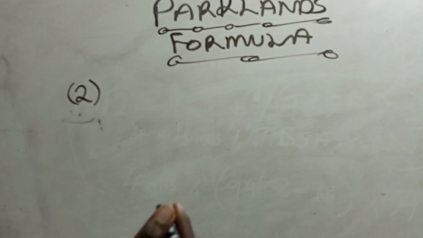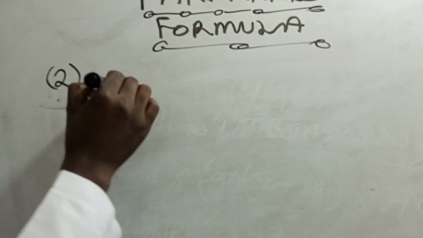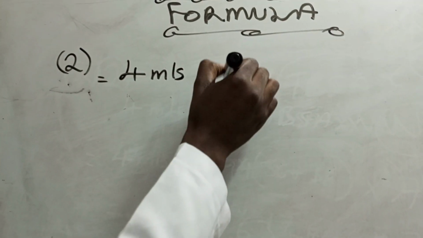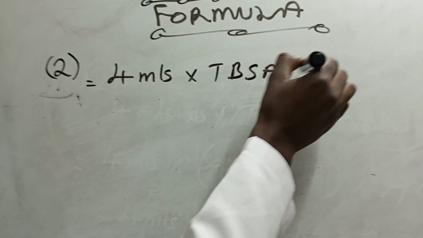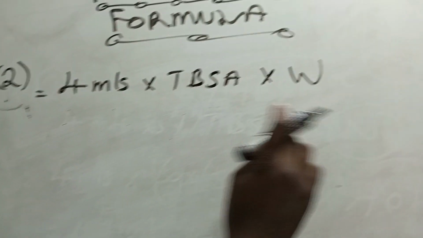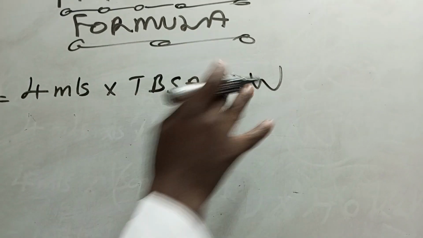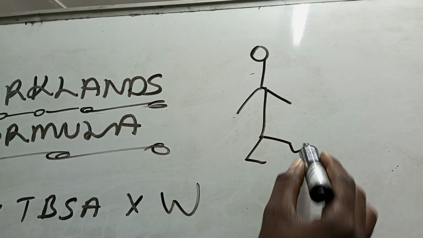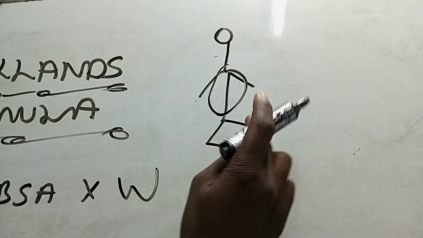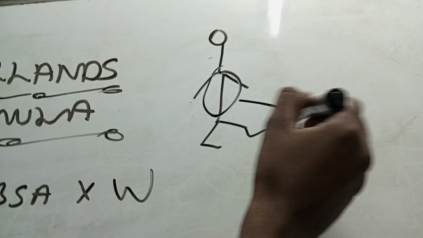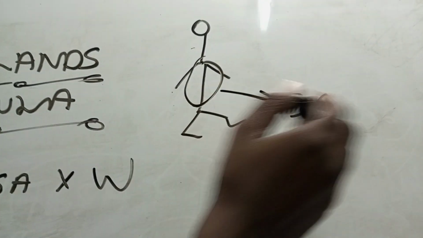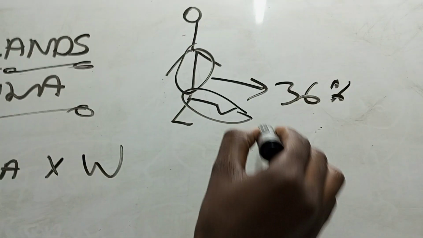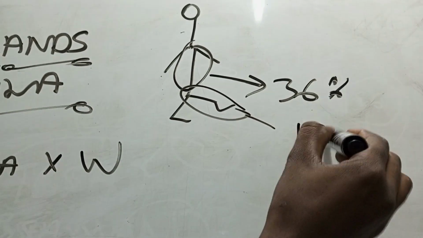So in this example number 2, let's first write the formula. Parkland's formula is equal to 4 mils times the total body surface area burnt times the patient's weight. Now, in this example number 2, the patient has sustained burns. Let's follow critically. The patient has sustained burns of the trunk, both anterior and posterior, 18 plus 18, which gives us 36%. And the patient has also sustained burns of the leg, both lower and upper, 9 plus 9, giving us 18%.